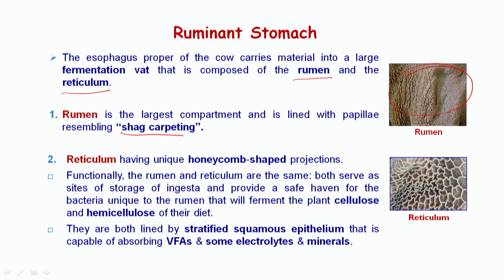Functionally, the rumen and reticulum are the same. Both serve as the site of storage of ingesta and provide a safe haven for the bacteria and protozoa in the stomach, which are involved in the digestion of cellulose and hemicellulose. They are both lined by stratified squamous epithelial cells and are capable of absorbing volatile fatty acids and some electrolytes and minerals. So these things are absorbed in the rumen and reticulum.